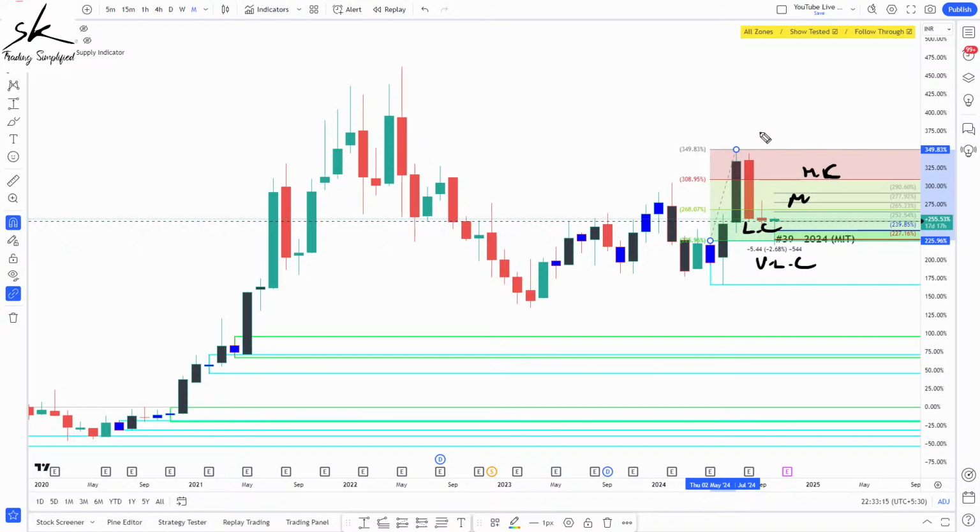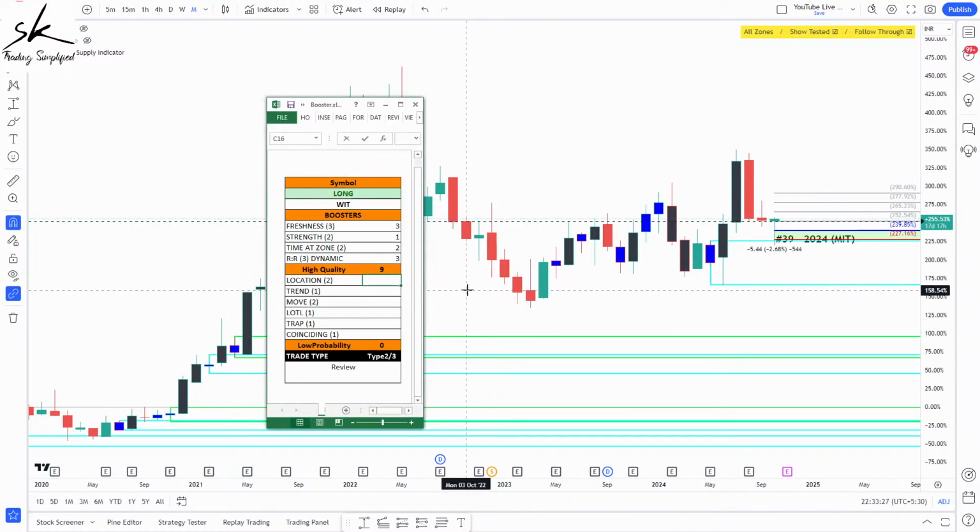Since we don't have a supply zone on the higher time frame, my very high of the curve is missing. So where am I located? I'm planning my trade low on the curve, which is a good location to plan a long trade. So low on the curve gets a score of 1.